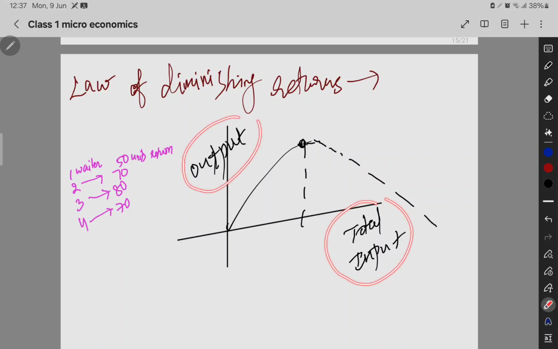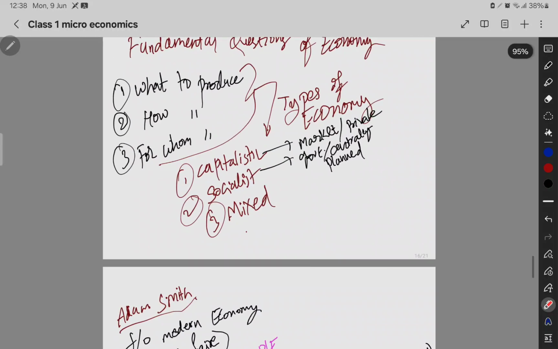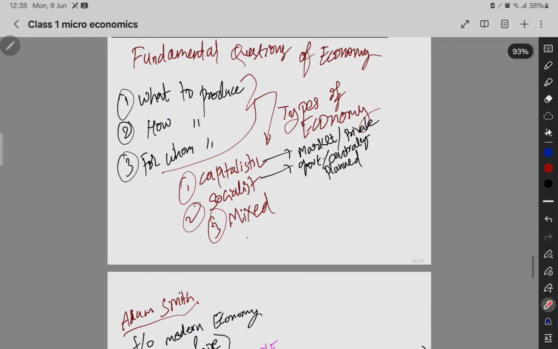This is a graph between input and output. After reaching an optimal point of number of inputs, if you further increase the input, the output decreases gradually, and there comes a negative stage where your output is negative. आउटपुट नेगेटिव होना चाहिए, लेकिन ऐसे एक स्टेज भी आएगा जहाँ पे आउटपुट नेगेटिव है आपके इनपुट ज़्यादा होने की वजह से. Now let us discuss some of the fundamental questions in economy.